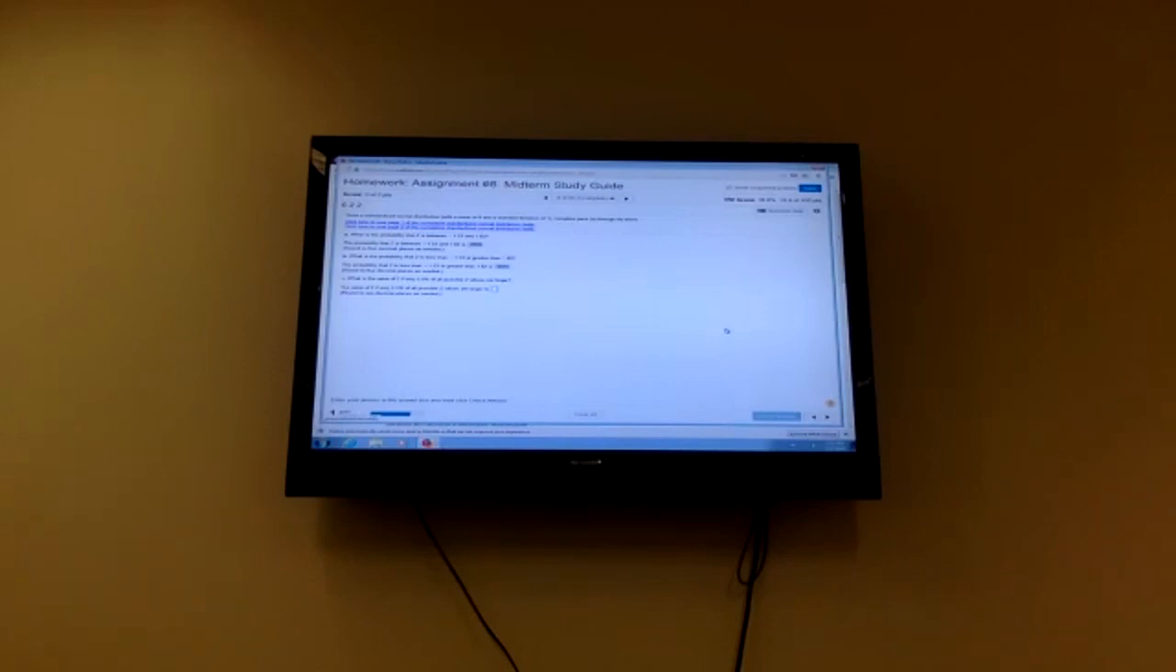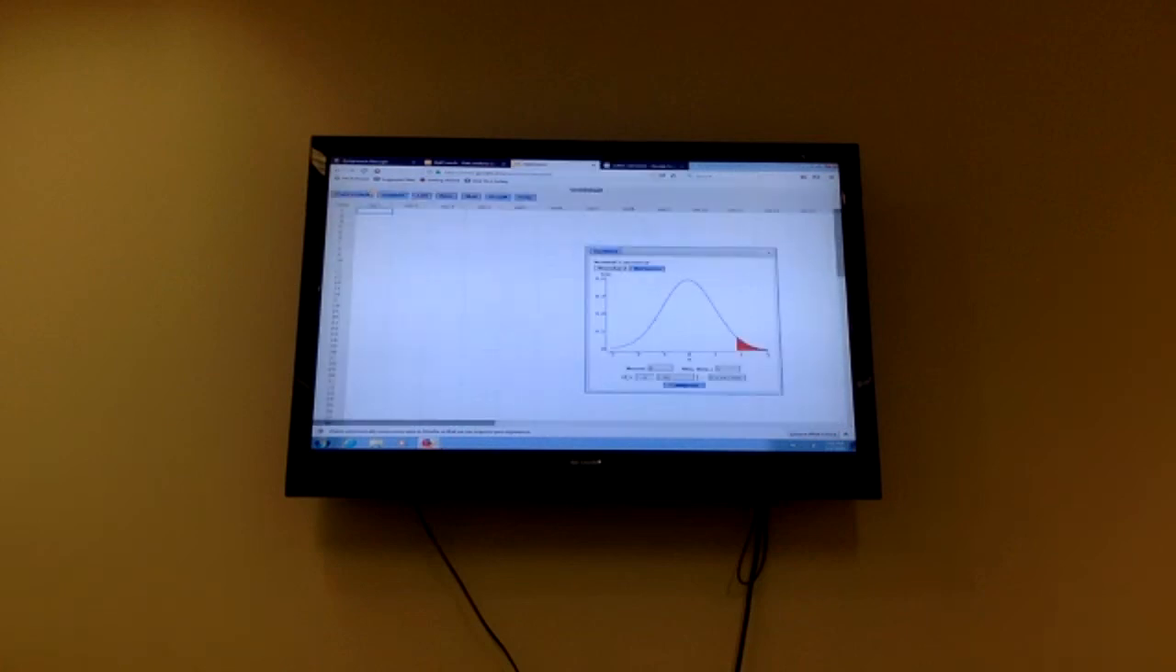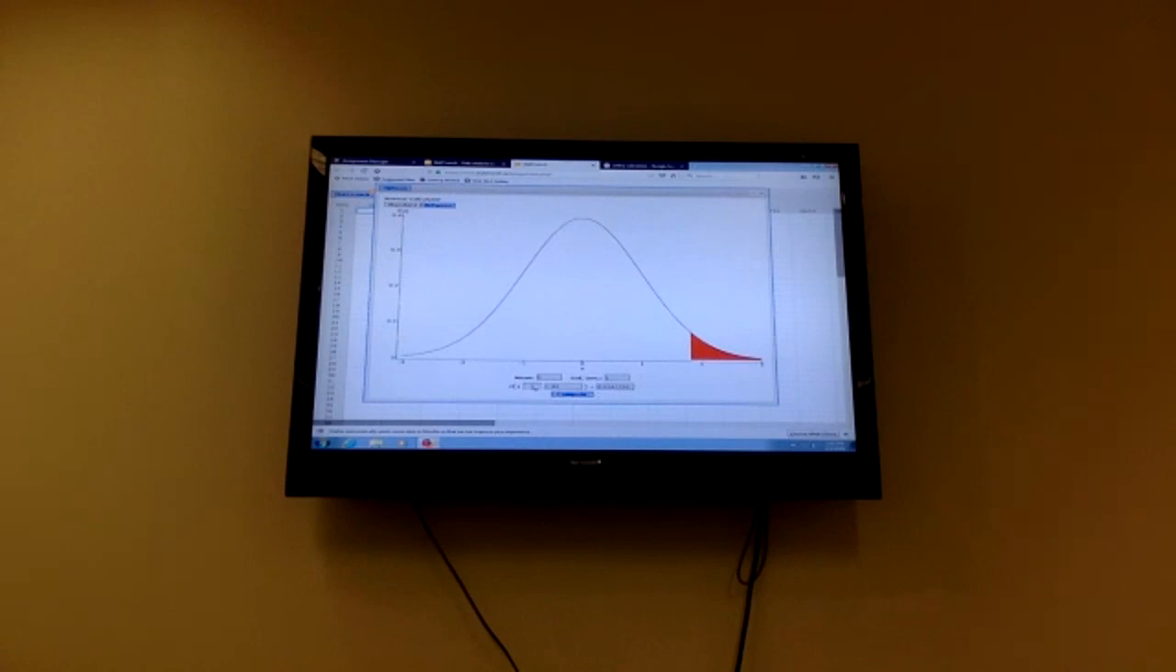So what about part C? What is the value of Z if only 5.5% are larger? Given that only 5.5% are larger.